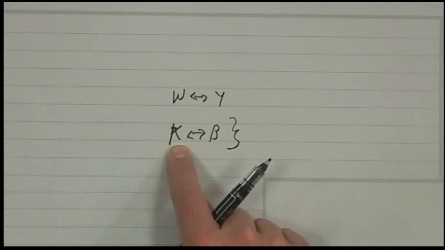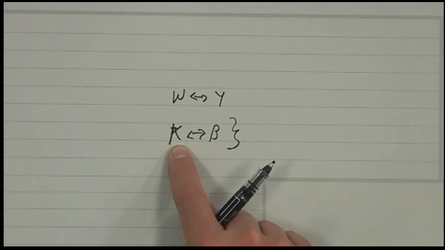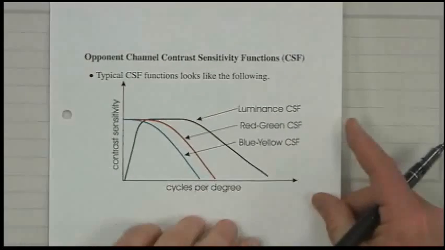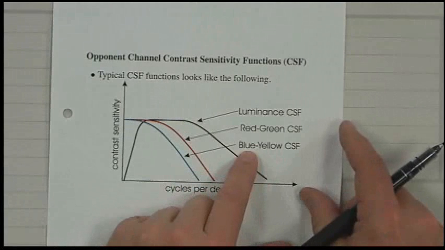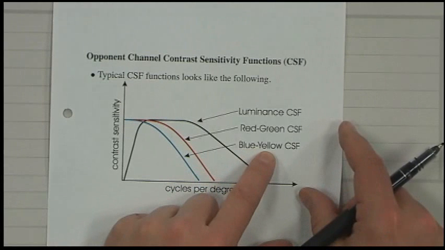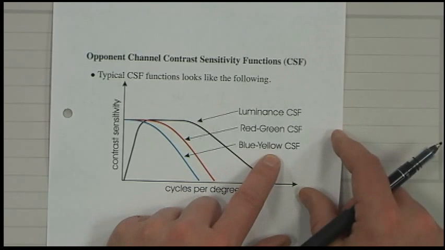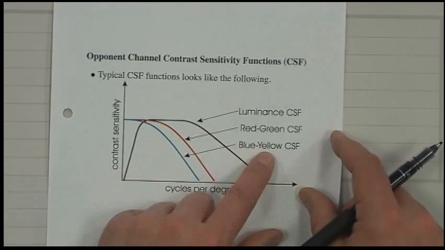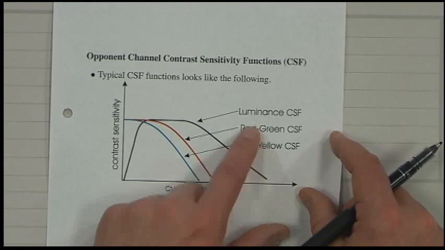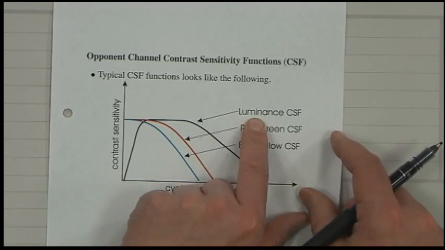So if you have a blue and a yellow, the blue will have low luminance and the yellow will have high luminance because yellow is red and green, okay? So this is not isoluminant. By saying it's not isoluminant, what you're saying is that it will stimulate the luminance channel.